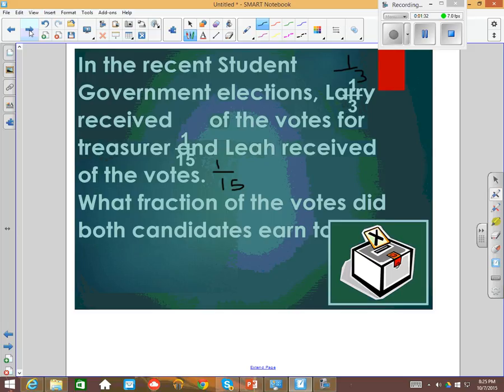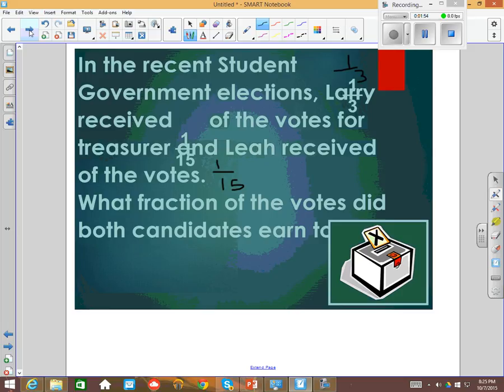Now here's a sample of a word problem I want you to try. First of all, you write the essential numbers, the numbers that you need to solve the problem. Then you write down on your paper what operation, whether add, subtract, multiply, or divide the fractions, you will be using.